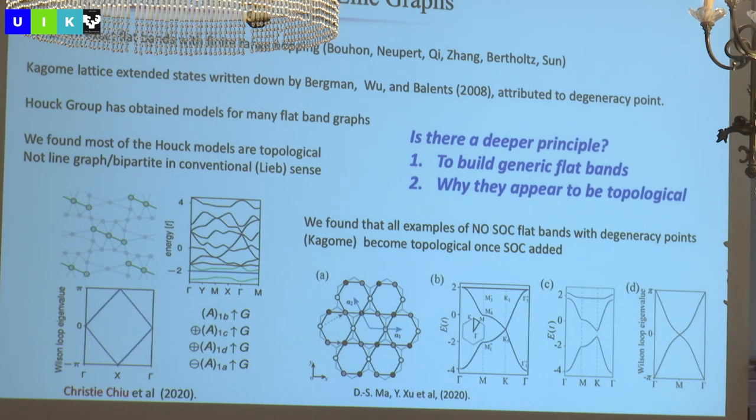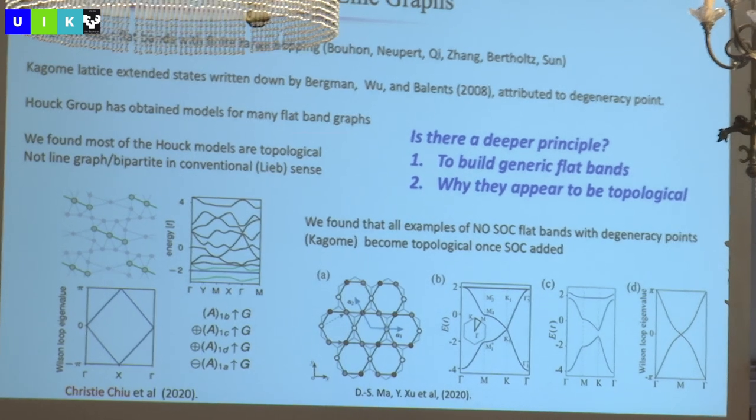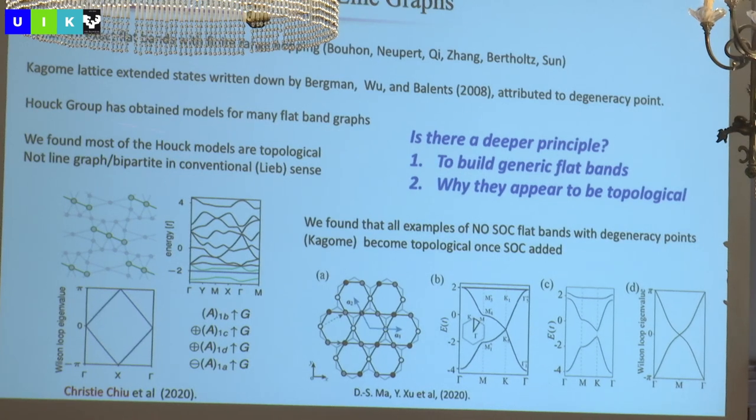on the lattice written down by Bergman and Balents. Then the Hau group basically was doing this for their photonic experiments. They were basically generating a huge amount of models with flat bands. So, for example, look at this model, it's kind of complicated, it's got a mess of bands, but there's a flat band here, okay? And this is how we basically got into this game of looking at flat bands.